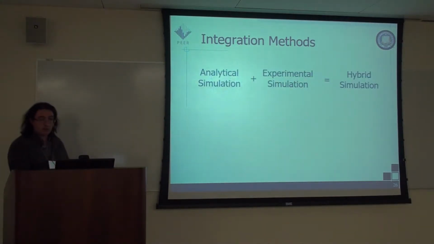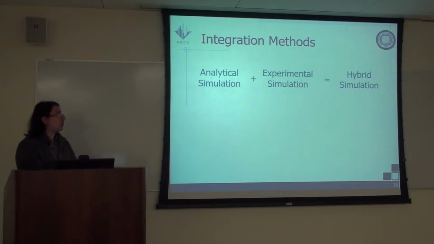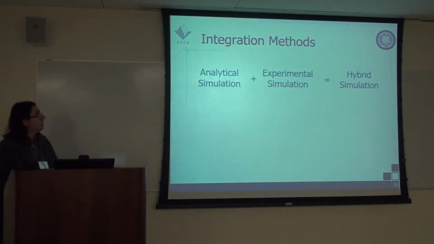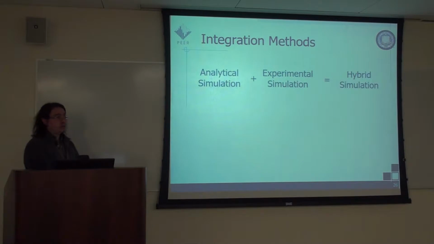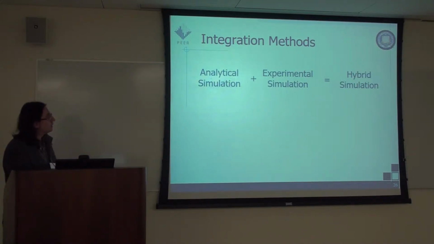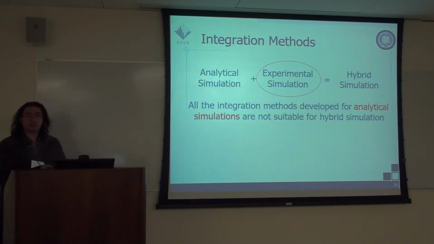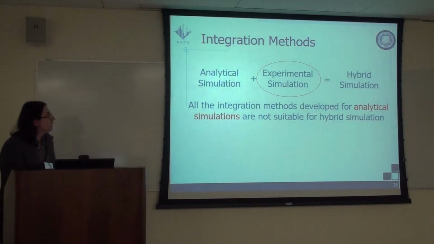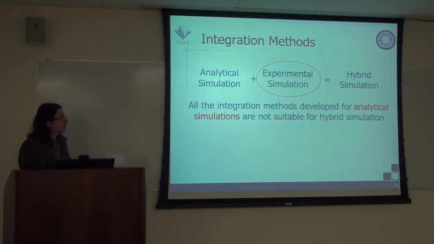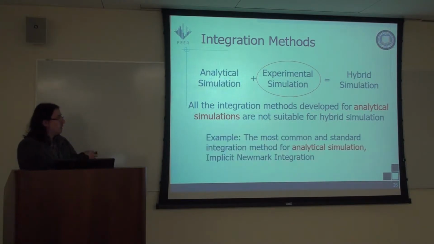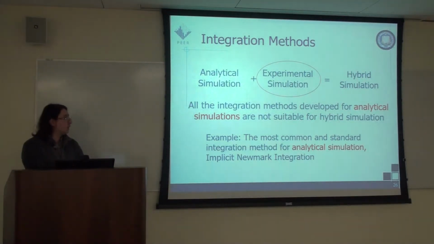Okay, so this was about substructuring. So I'll move on with the integration methods. And as I mentioned in the beginning of my presentation, we cannot use all the integration methods in hybrid simulation, and the reason for that is mainly the presence of the experimental substructure, which I'll explain in the next slide. But as an example, the most commonly used integration method, which is implicit Newmark, cannot be used in hybrid simulation.